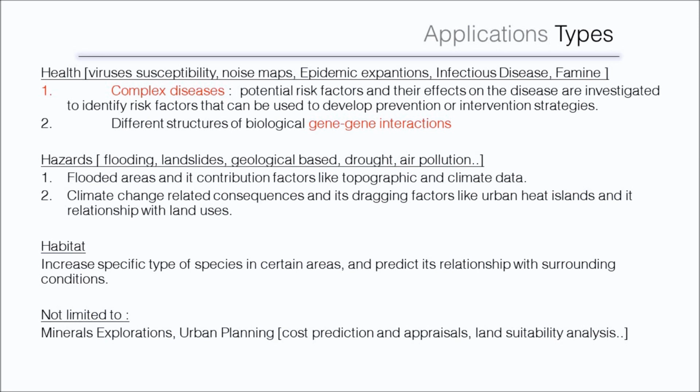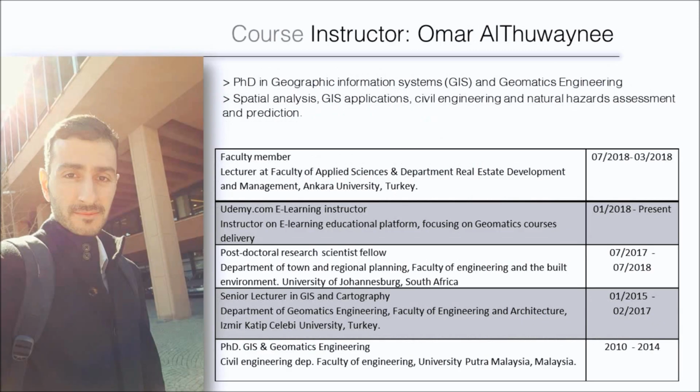That is the usual behavior of regression methods, for example, the bivariate methods that we presented in different courses. So this course is an extension of the courses that we applied before about regression behaviors, or studying the relationship between the independent and dependent factors. This course can also be applied to mineral exploration, urban planning, cost prediction, and land suitability analysis.